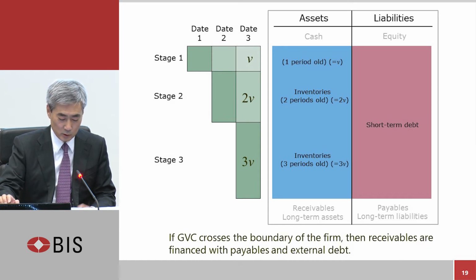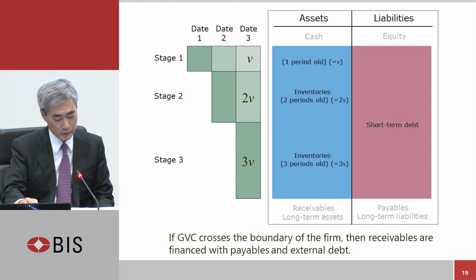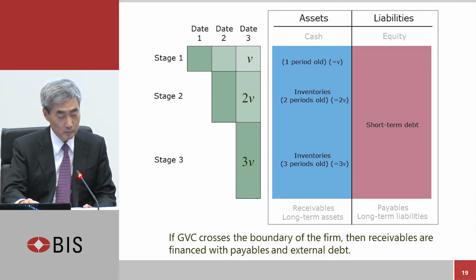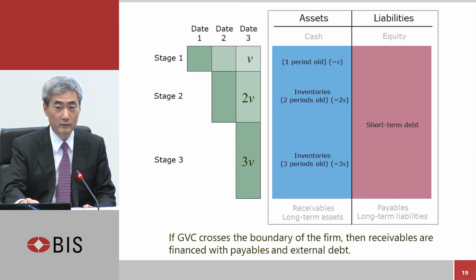If the global value chain crosses the boundary of the firm, then rather than inventories, the firm will have accounts receivable being financed with accounts payable and with short-term debt. But the principle is the same. The working capital demands of exporting firms are increasing very rapidly with the length of the global value chain.